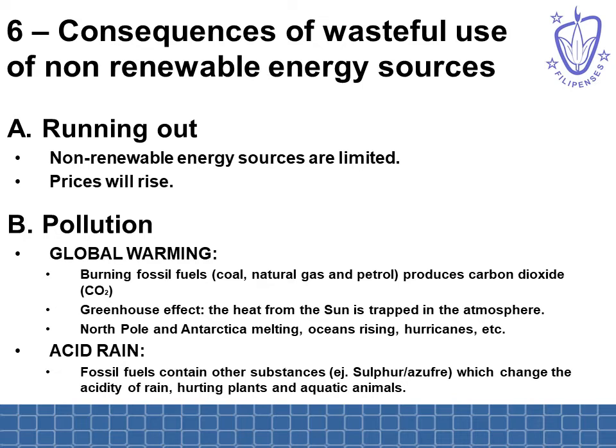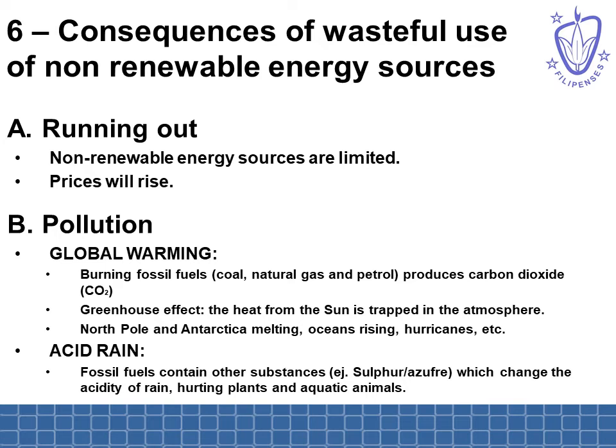Global warming. When we burn fossil fuels, such as coal, natural gas, and petrol, we generate carbon dioxide, CO2. Generamos dióxido de carbono, que es un gas de efecto invernadero. That greenhouse effect, ese efecto invernadero, causes the heat from the sun to be trapped in the atmosphere. What happens if we have lots of heat in the atmosphere? That the poles will melt. And if the poles melt, that ice will become water, the oceans will rise, we will lose lots of coastal zones, and climate will change. We'll have more hurricanes, we'll have more droughts, etc.